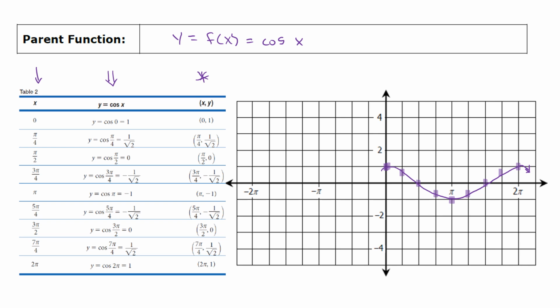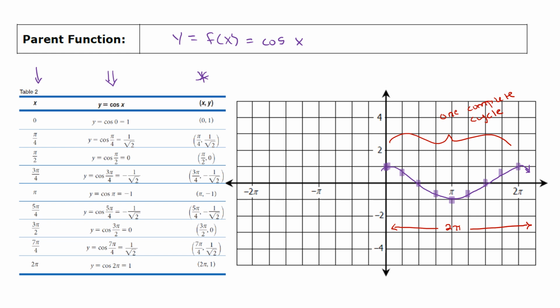Okay, so similar to the sine graph, we know that this right here is going to be one complete cycle. So our period is going to be 2 pi. That means cosine repeats itself every 2 pi. So we can extend this graph to the left side of x equals 0, following a similar pattern.